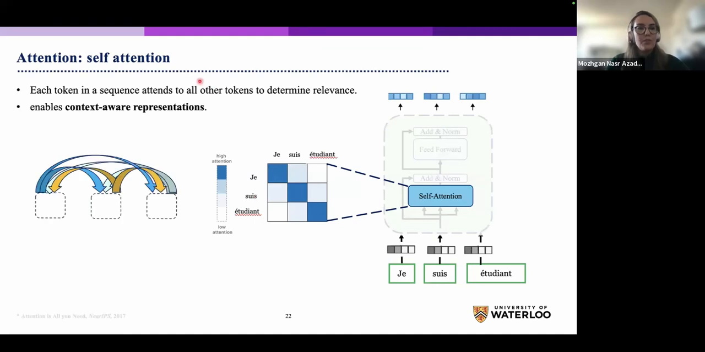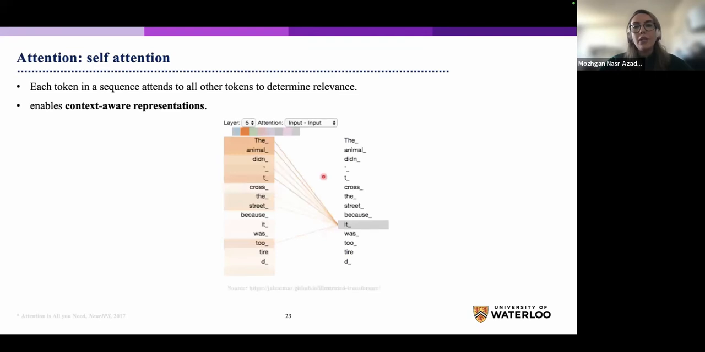If I want to represent this process, here we have, for example, 3 tokens, and every token is attending to the other tokens to understand its relevance. You may wonder why we are doing this. Let's see an example of why this can be helpful. Here again, I'm using the visualization from Jay Alammar's great visualizations. They are showing the attention scores at layer 5 of a transformer encoder when the sentence is, the animal didn't cross the street because it was too tired.